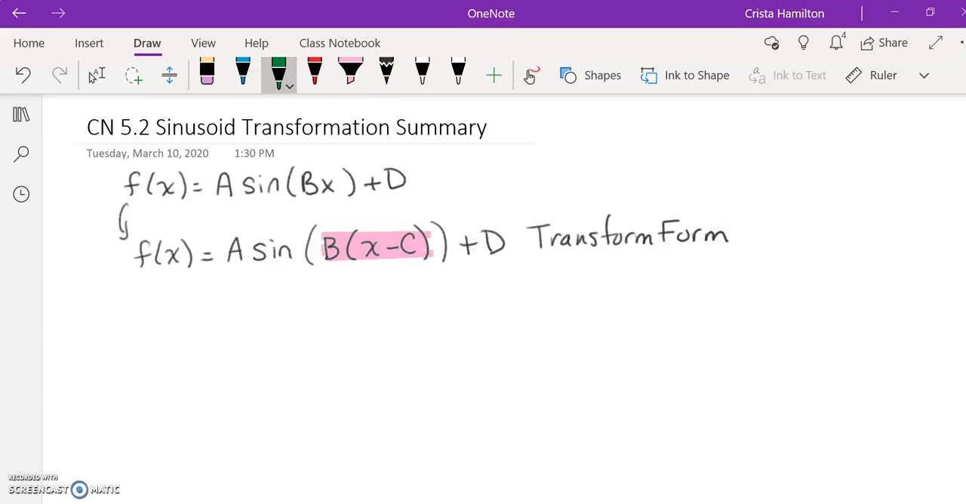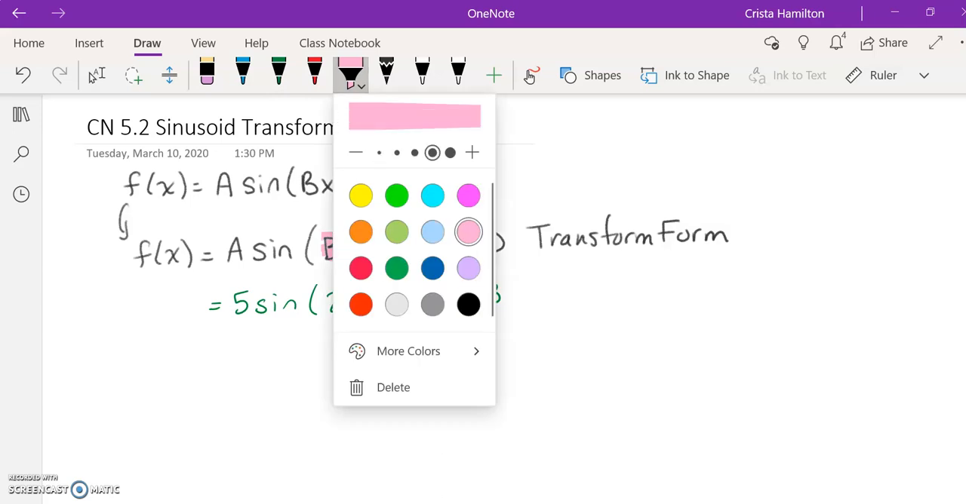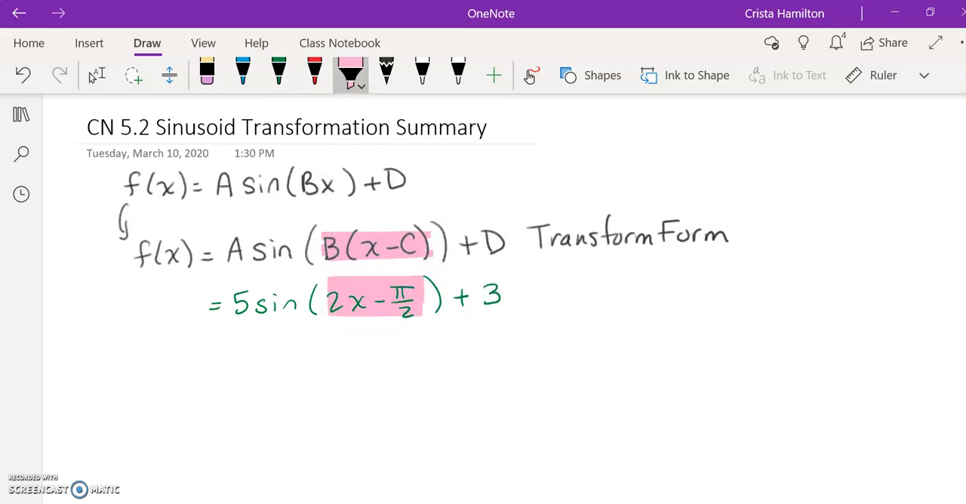So just as a quick example of this, if I had a function that was 5 sine of (2x minus pi over 2) plus 3, what's inside of these parentheses right here is not in transformation form. To get it in transformation form, you're going to pull out the 2, because that will reveal the horizontal transformation.